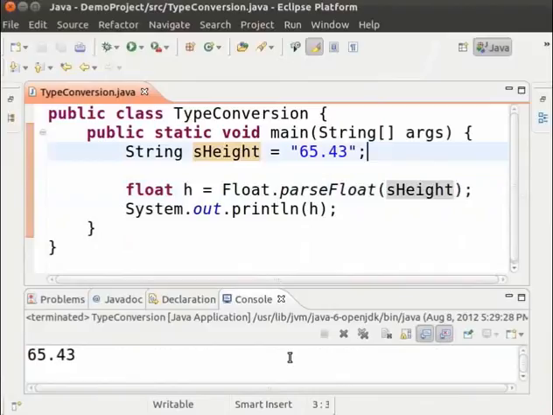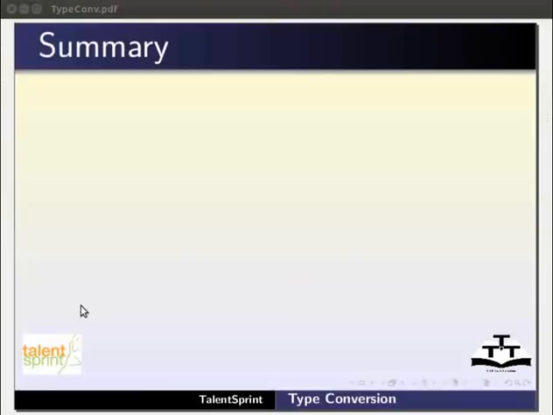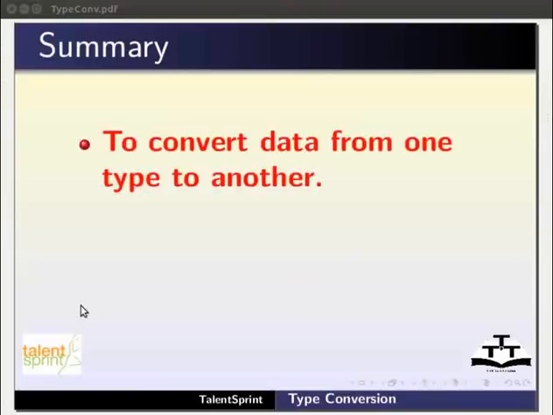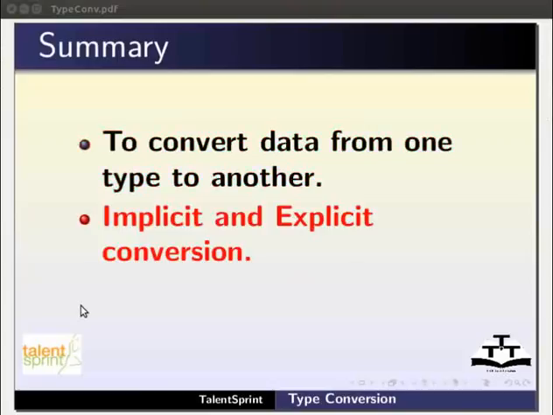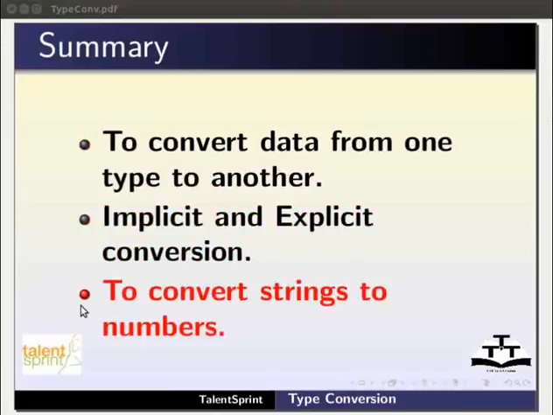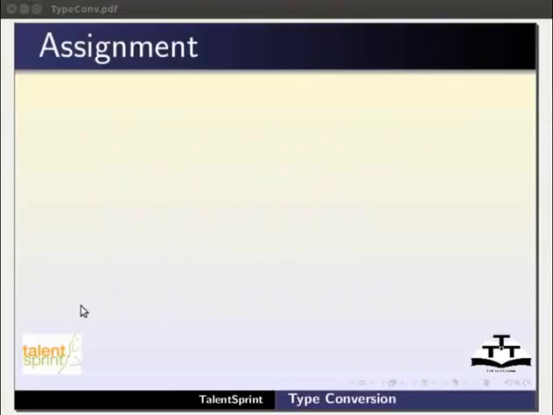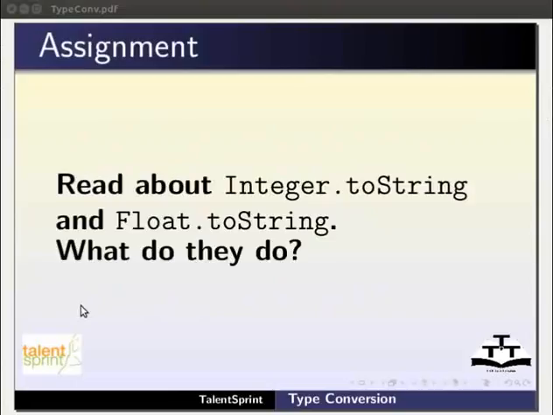And this is how we do implicit and explicit conversion, and how we convert strings to numbers. This brings us to the end of the tutorial. In this tutorial, we have learned how to convert data from one type to another, what is meant by implicit and explicit conversion, and how to convert strings to numbers. As an assignment for this tutorial, read about the integer.toString and float.toString methods and find out what they do.